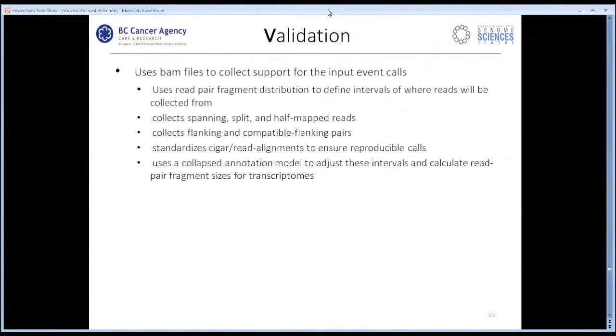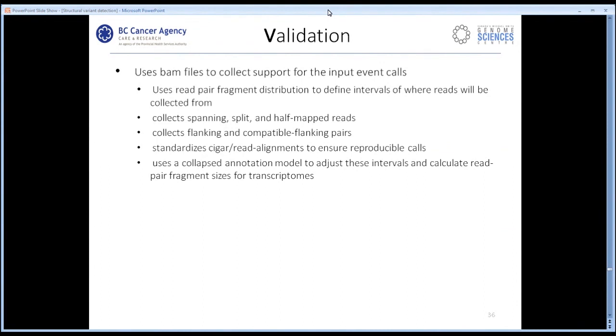For the validation module, we use the BAM file to collect support for the input event calls. This uses read fragment size distribution to define the intervals where reads will be collected from. This is important because, as I said previously, if we're using FFPE data, we would expect that interval to be different to a fresh frozen sample that has a larger fragment size distribution.